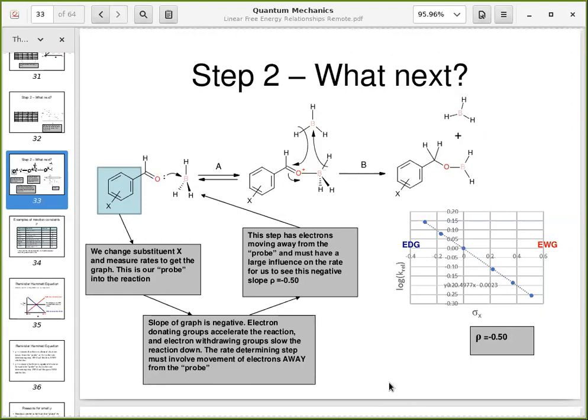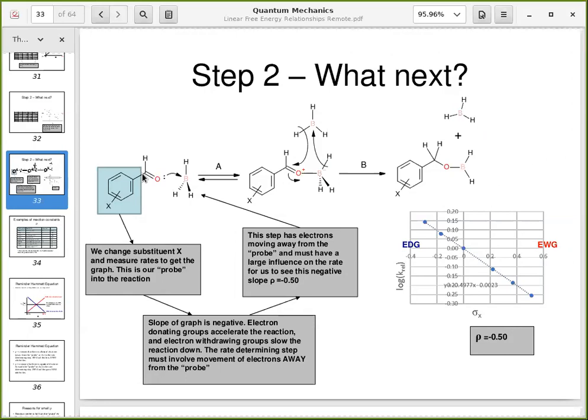Would you say that the reaction center is far from the aromatic system? Here's the aromatic system, the probe. Is the reaction center far away? I don't think so. So that's the first case where we would have a small reaction constant, if it's far, but this is not that case.